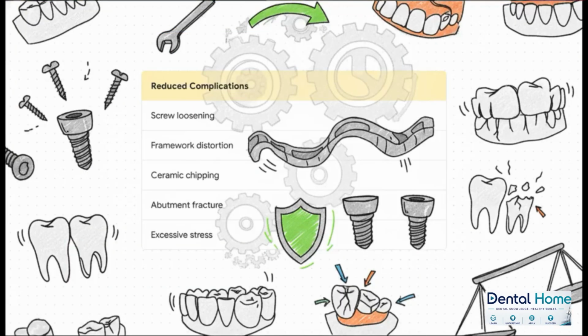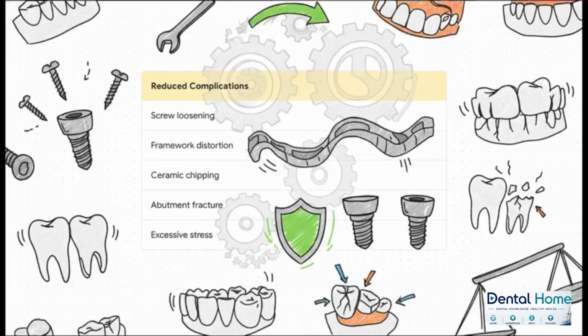Let's rapid fire through the mechanical nightmare scenarios that proper alignment helps us dodge entirely. When the insertion path is spot on, overall structural integrity skyrockets. You decrease the risk of screw loosening, which, let's face it, is a massive headache for both patient and doctor. You prevent framework distortion, where the metal or zirconia skeleton actually warps under tension. You heavily reduce ceramic chipping, abutment fractures, and excessive occlusal stress from a bite that's suddenly thrown way out of balance by an unseated crown.